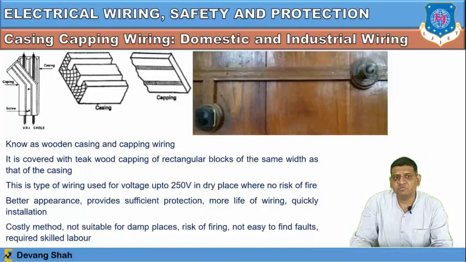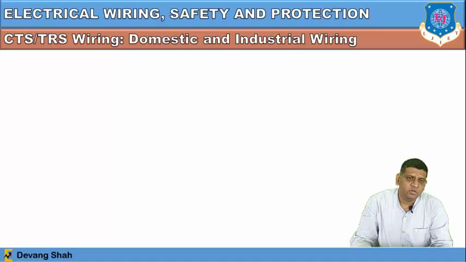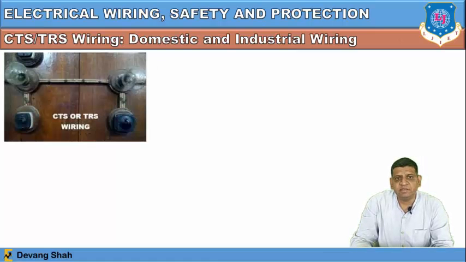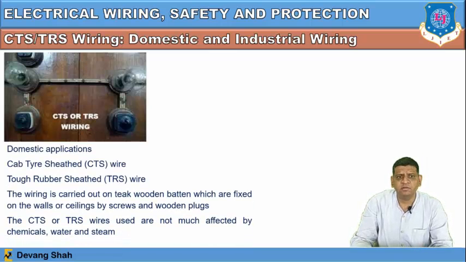What are the disadvantages? Very costly method. It requires skilled labor, not suitable for damp places, risk of fire, right, and not easy to find faults for this kind of casing capping type wiring. So let's move on and discuss the CTS and TRS wiring, which is very easy installation with a specific method where we can use this particular wiring for domestic application.